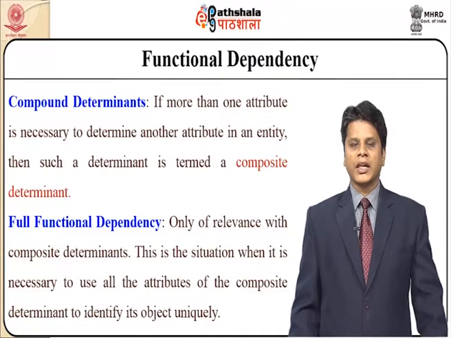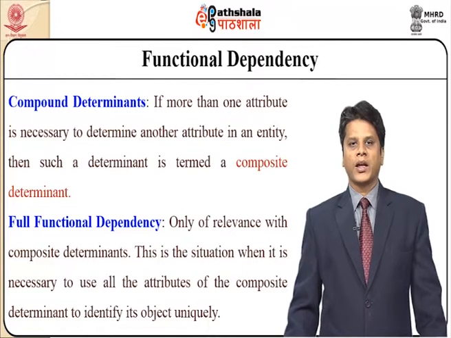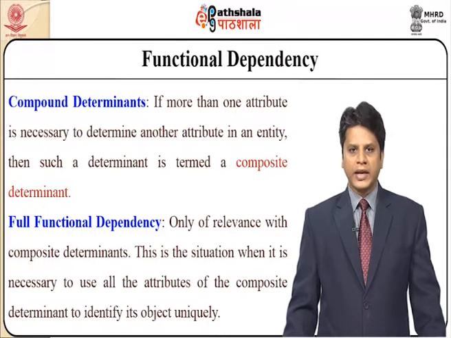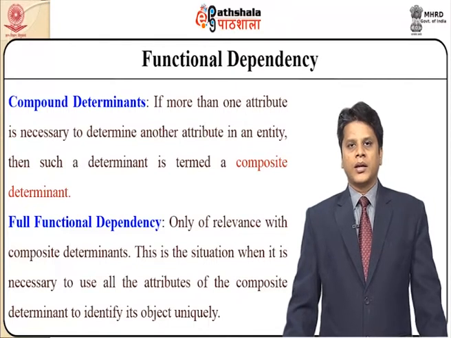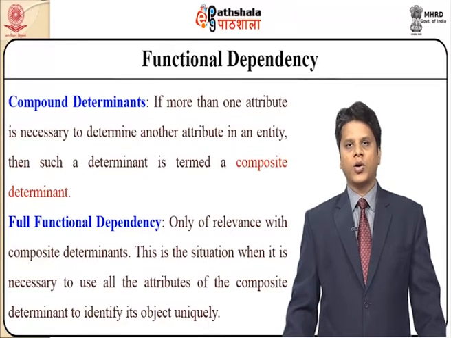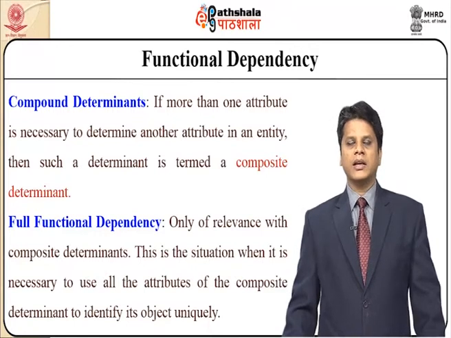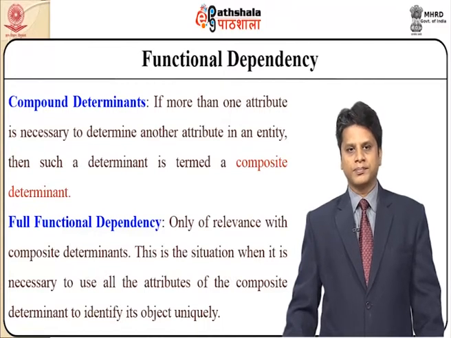As such, if a group of values determines one attribute on a particular relation, then this is called a composite determinant. The other thing that we may have to talk about in this relation of composite determinants: if we have a group of attributes that determines a particular attribute, then comes the case of whether it is fully functional or partial functional.